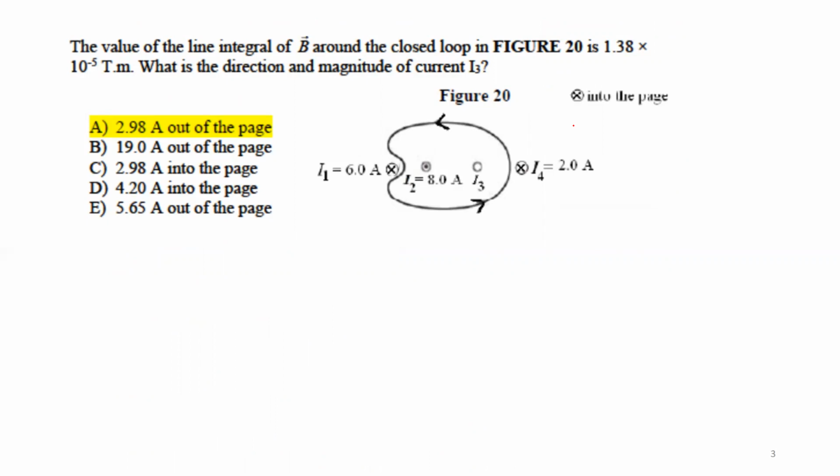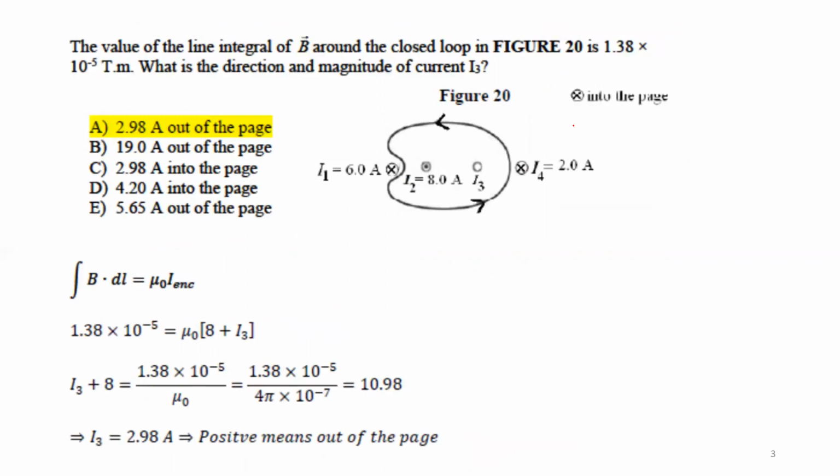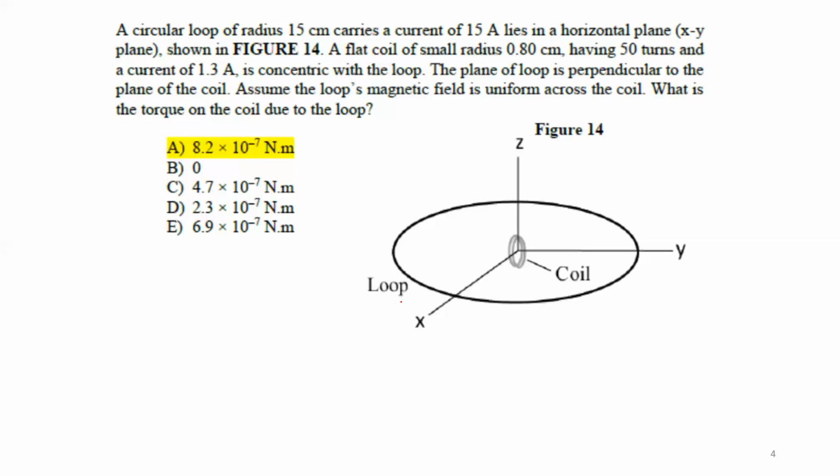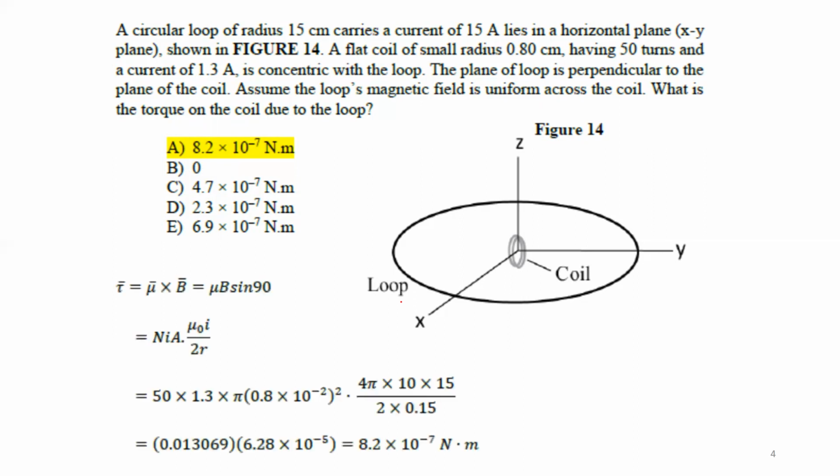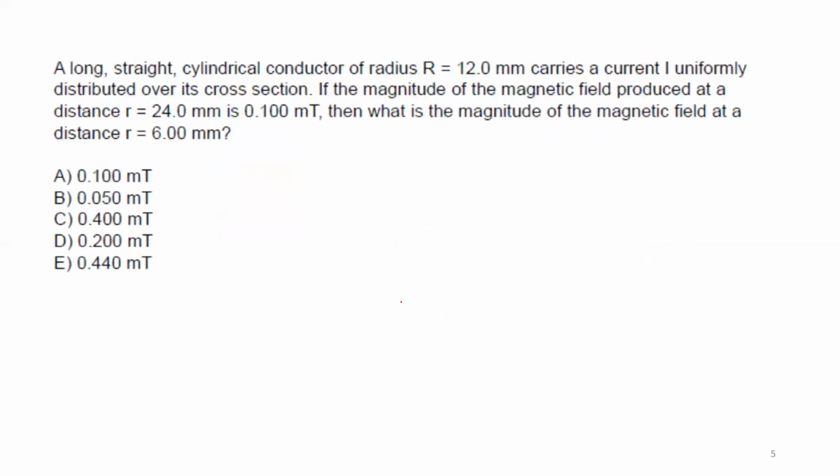Here we already calculated this using, of course, Ampere's law. So we calculated this current I3, and we showed that it's coming out, right? Next, we solved this as well, which is the torque acting on the coil due to the loop. We solved this, and the solution is given. We discussed this in class already. Now we start solving this problem, but let's go through it in detail, and then inshallah we will solve this one.